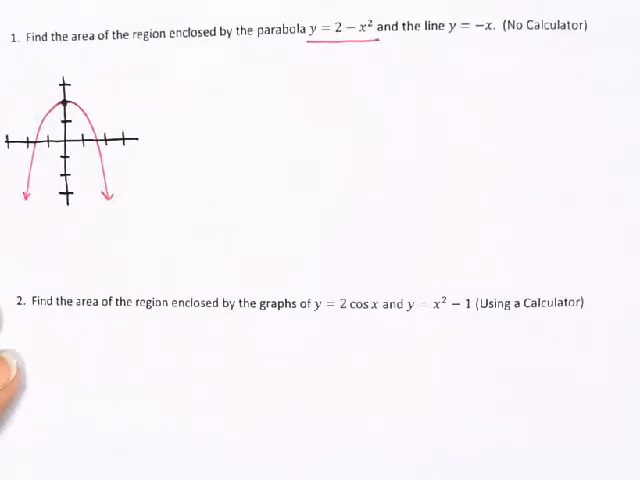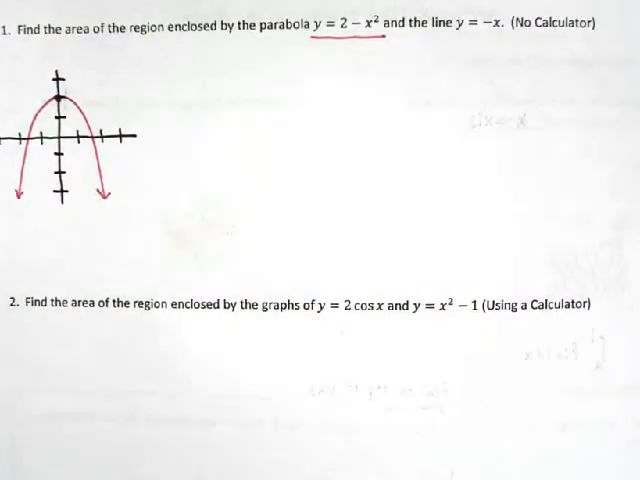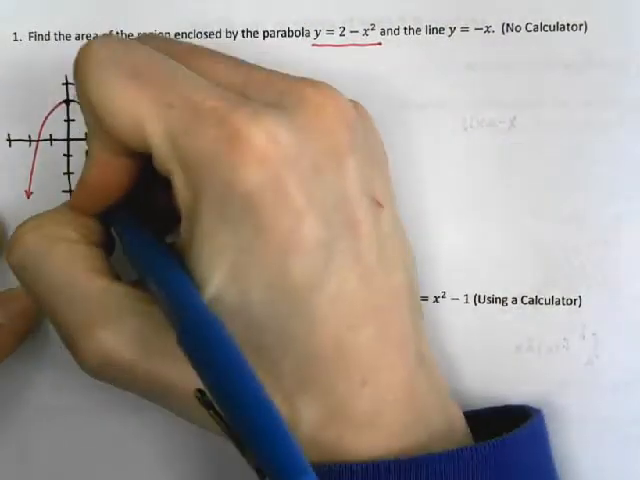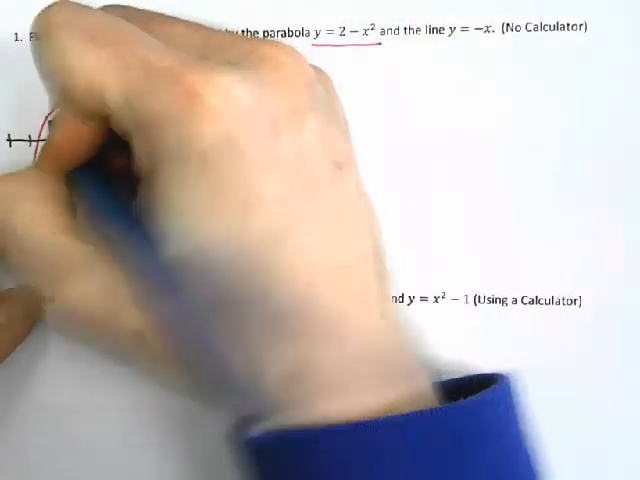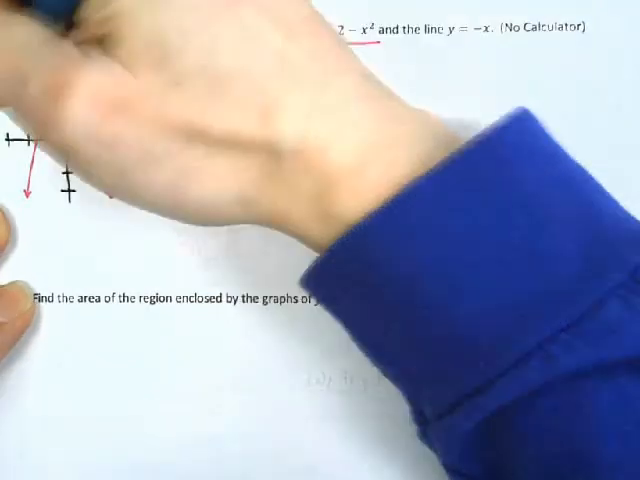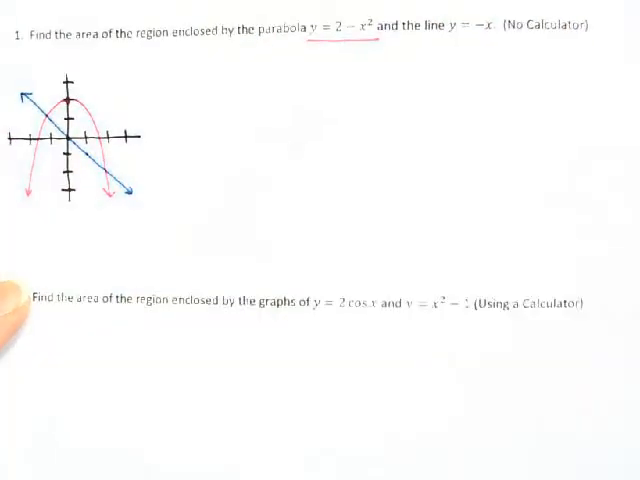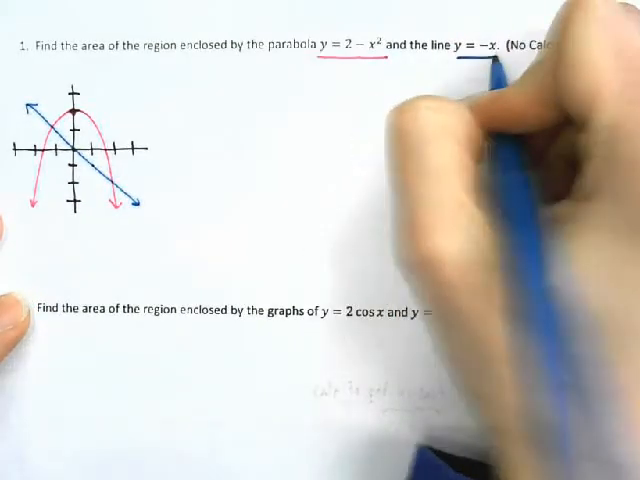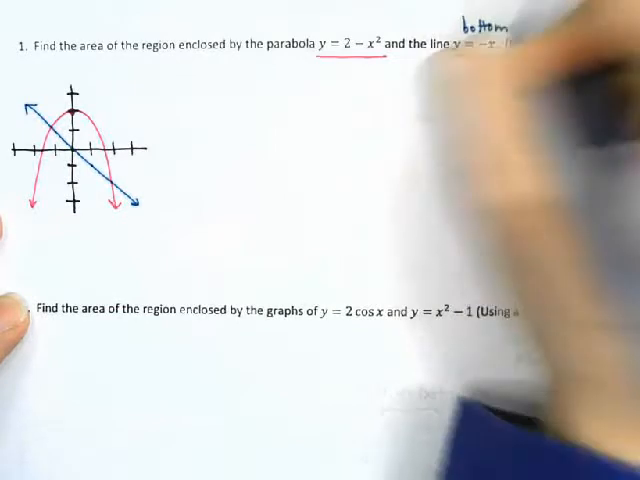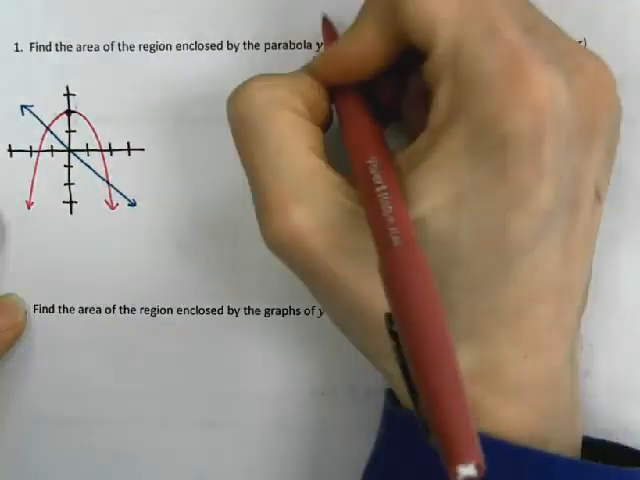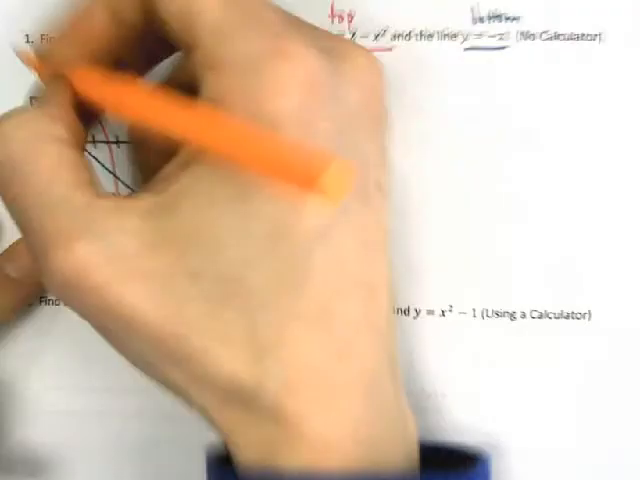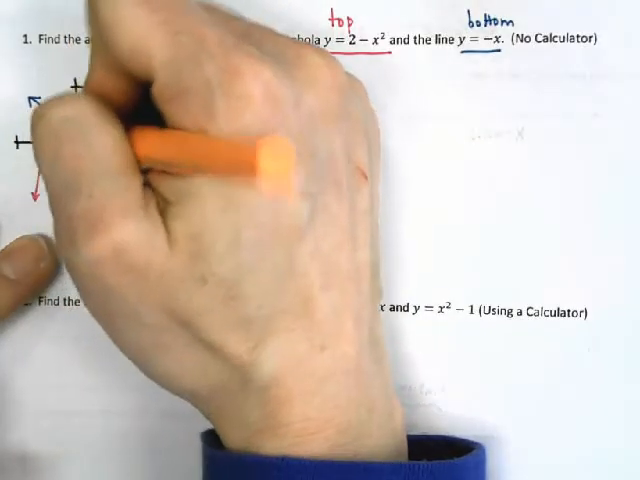And then we're going to do y equals negative x. So we know this is a line. Its y-intercept is 0. And then it has a slope of negative 1. So it's going to look like this. Okay, so now given my picture, it's pretty easy to see that this one is going to be my bottom. My parabola is my top. And what we're trying to calculate is the area that's trapped between those curves.